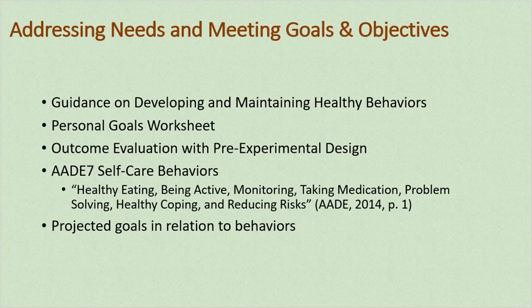A fourth goal is to improve A1C levels among program participants, which would fall under the monitoring behavior, as well as taking medication and reducing risk behaviors. A fifth goal is to improve participant knowledge of how to monitor their own blood glucose and insulin levels. This goal falls under the monitoring behavior as well. The sixth goal is to improve participant lifestyle balance. This goal relates to the problem solving and healthy coping behaviors.